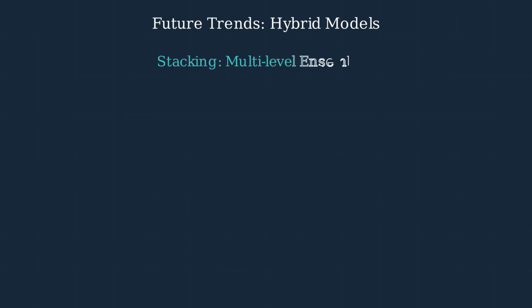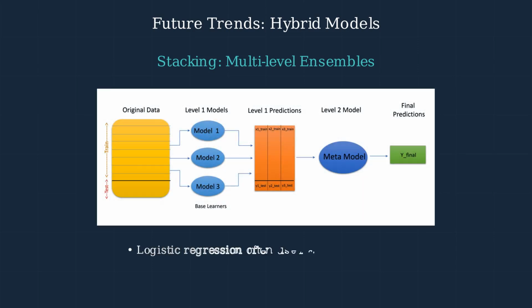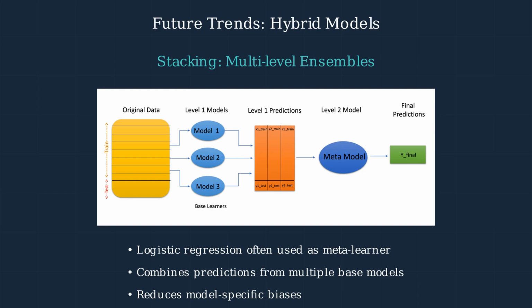Stacking is a powerful ensemble technique where multiple models feed their predictions into a meta-learner. Logistic regression is frequently used as this meta-model due to its interpretability and probabilistic output. This approach combines the strengths of diverse algorithms while reducing model-specific biases, leading to improved overall performance.